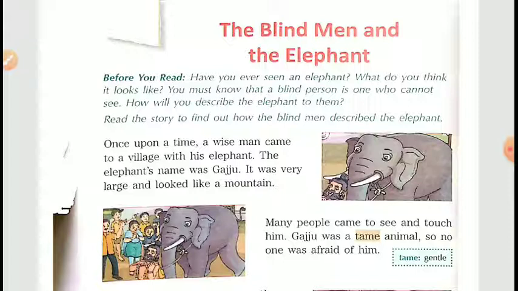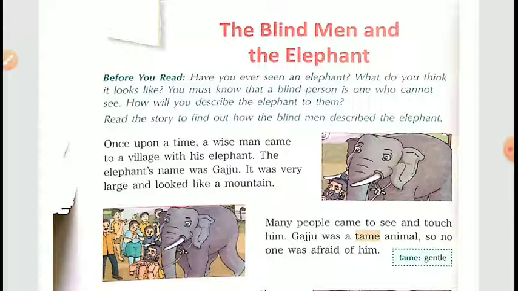And what happened? A wise man, as you can see in the picture, appears like a sage. Sages preach sermons, they teach us so many good things. We call them wise because they have more knowledge, they are more experienced, and they teach moral values to us. So a wise man came to a village with his elephant. So long back, a wise man had an elephant, and with his elephant, he came to a particular village.